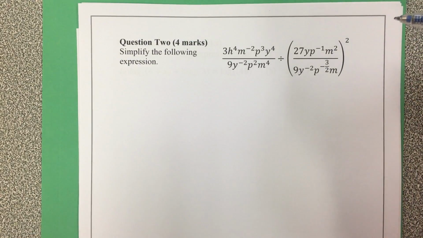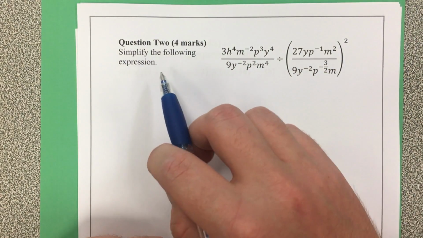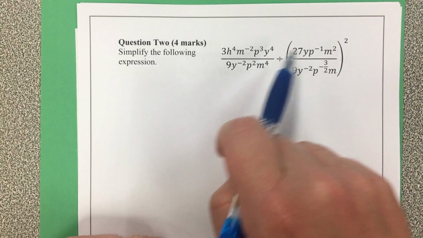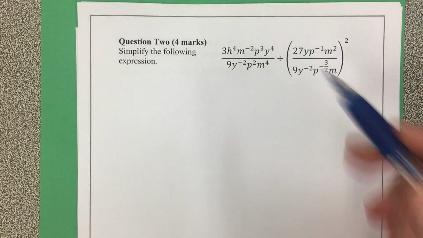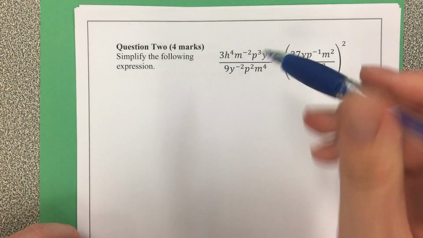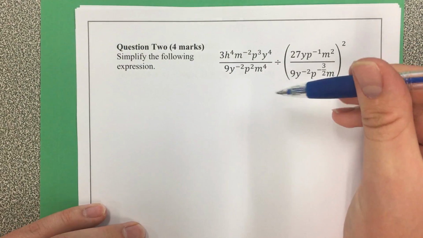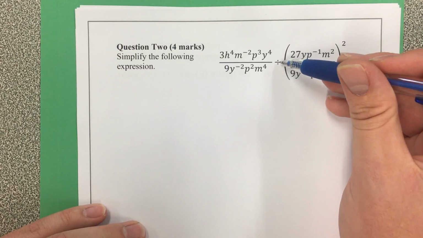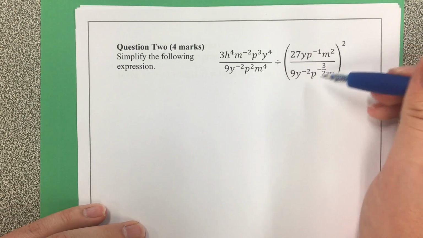Question 2 from the Tech Free. Simplify the following expression. The key strategy to this question is to break larger numbers, like 27 and 9, into smaller numbers. Also, since we're dividing fractions, you'll need to change this into a times and then flip this over.